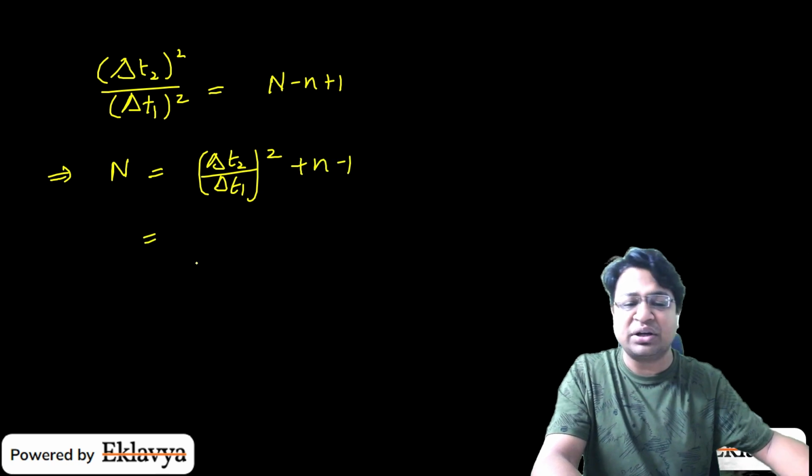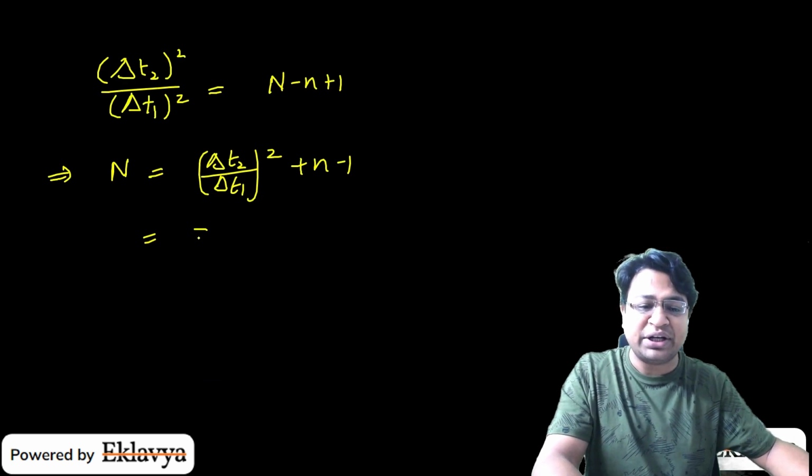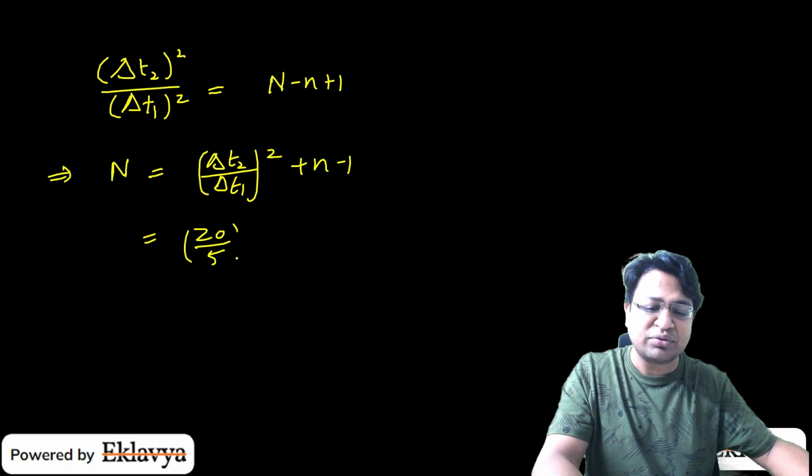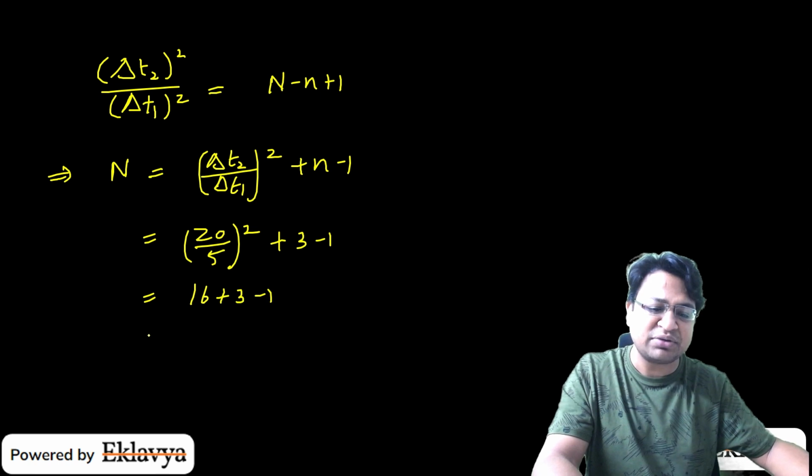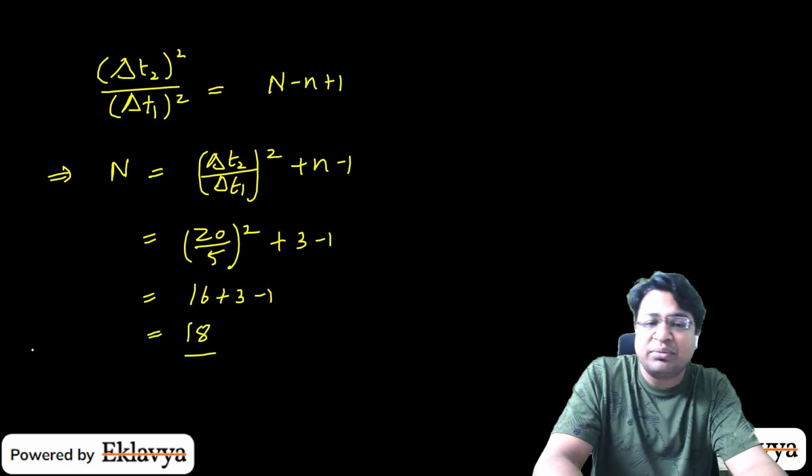And if we substitute the numbers now, delta T2 is 20, delta T1 is 5. So (20 by 5) square plus 3 minus 1. So this is 4 square, 16, plus 3 minus 1, which is 18, which is the correct answer. So this is the total number of coaches.